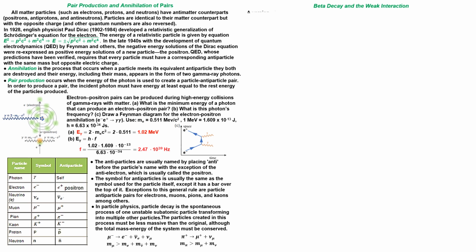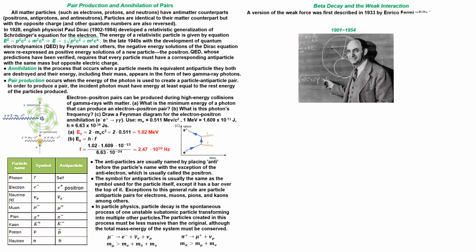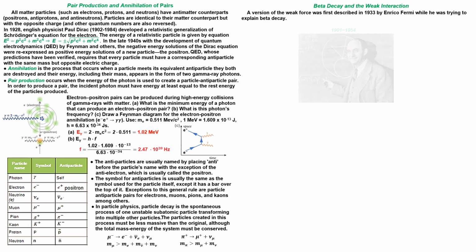A version of the weak force was first described in 1933 by Enrico Fermi while he was trying to explain beta decay. In the decay process, a neutron is transformed into a proton with the emission of an electron or beta particle.